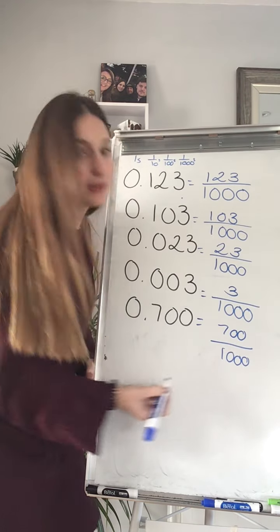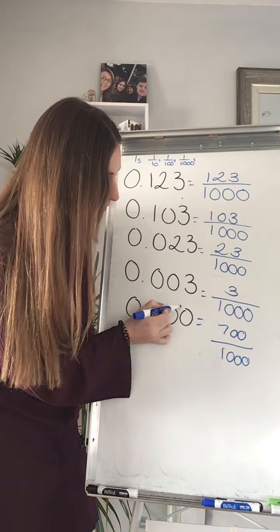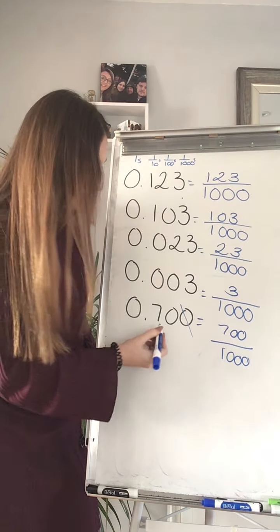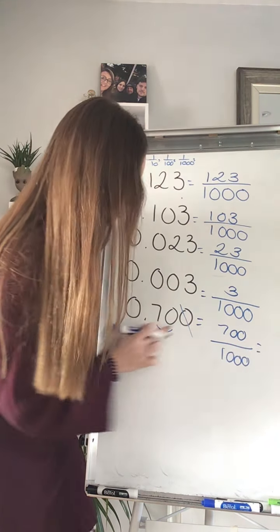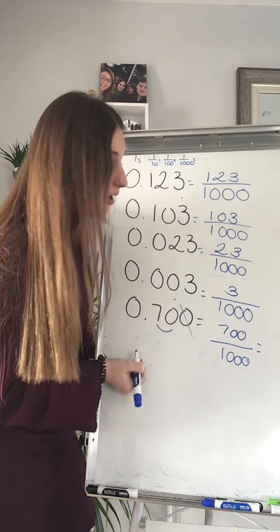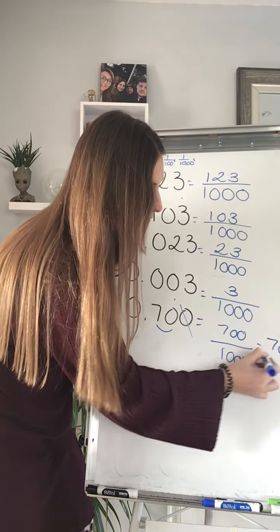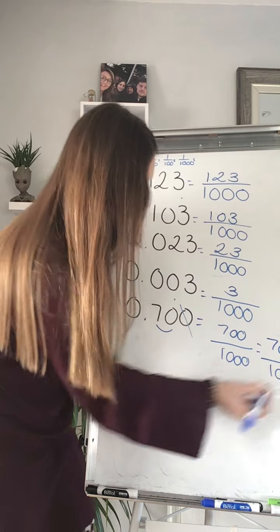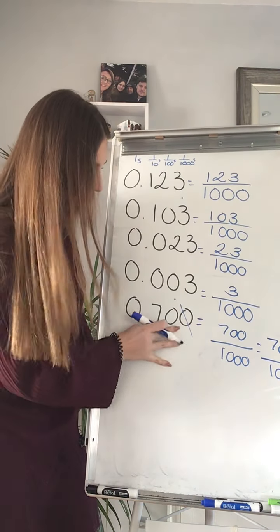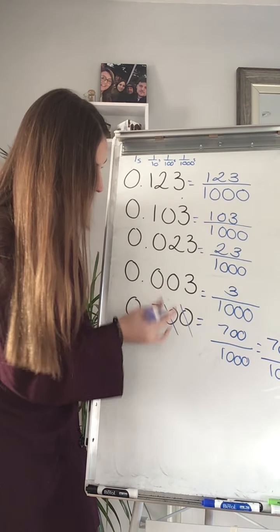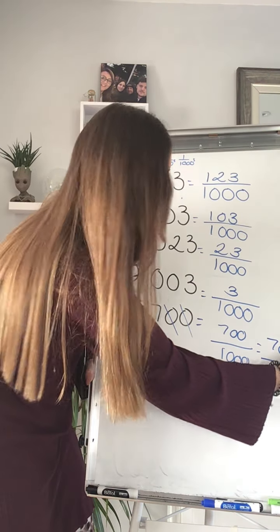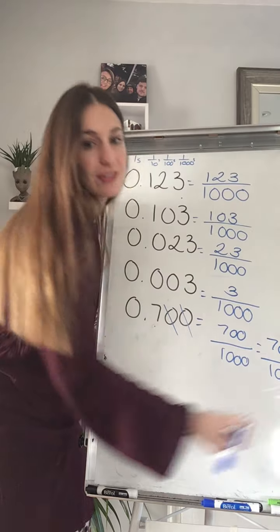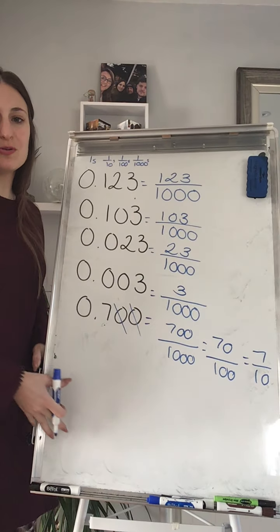But what happened with this one, guys? Absolutely, I don't need that 0 there, do I? So if I don't need that 0 now, I have 2 decimal places. So I could have 70 hundredths. Or do I need that 0 there? I don't need that 0 there either. So I could have 0.7 what? That's right, 7 tenths. Okay, let me show you.